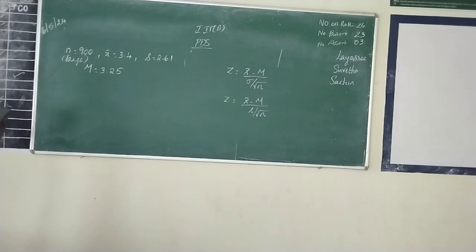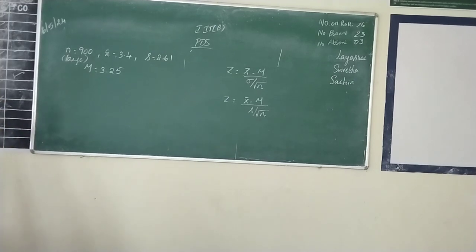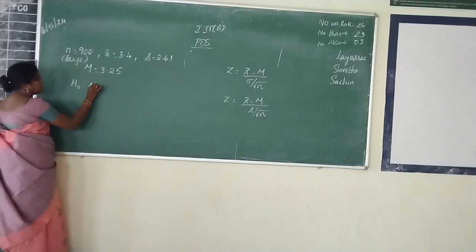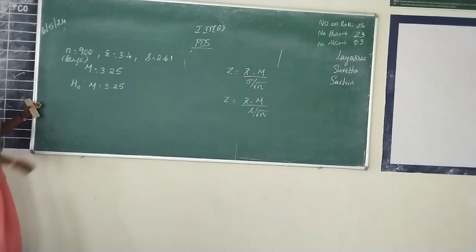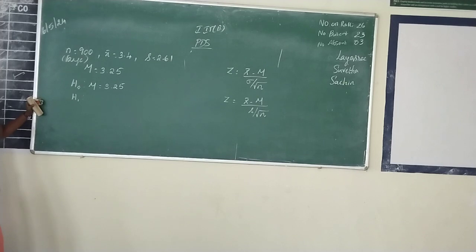Let me check that now. So which formula can apply? Single mean or single proportion? Single mean, because the given information is all related to the mean value. So you can apply only the single mean formula. What is H naught? Mu equal to 3.25. That is the standard one. Mu equal to mu naught. So what is H1? Not equal to 3.25. Why not equal? You are supposed to check whether this is from this population or not. That's all. So we can assume it to be not equal.